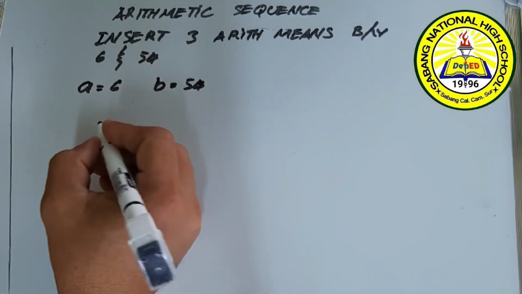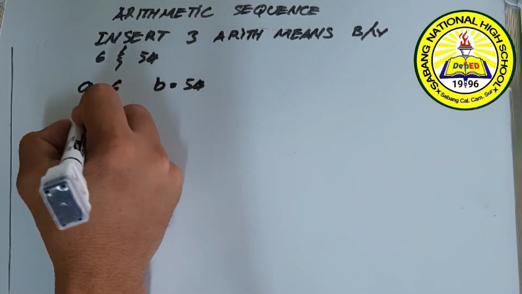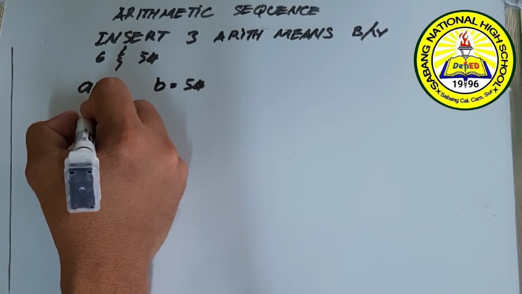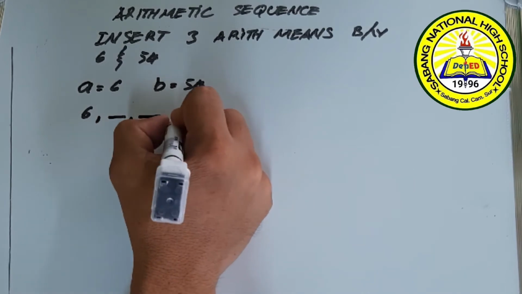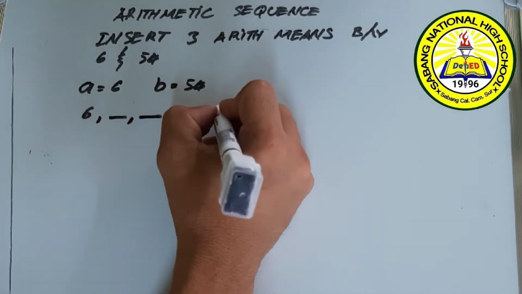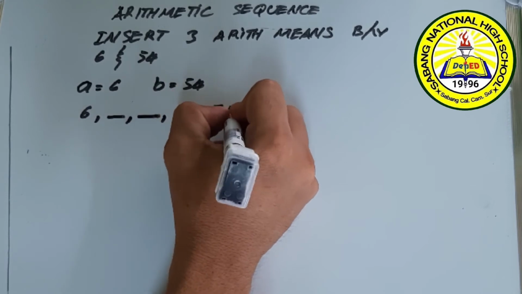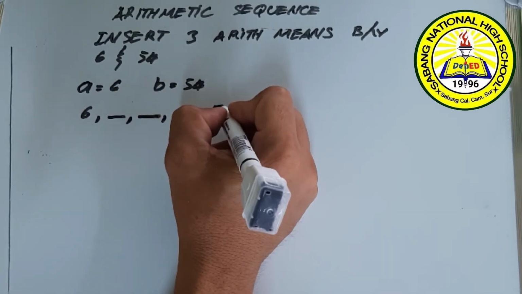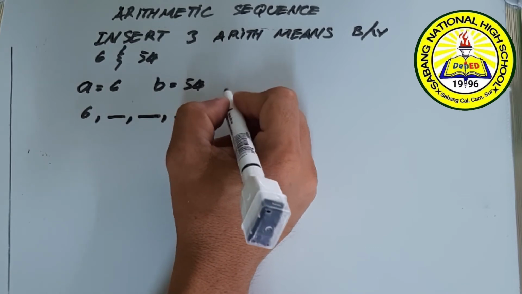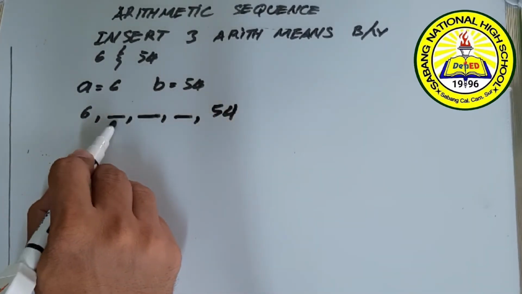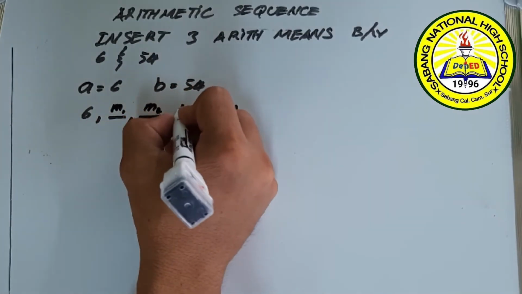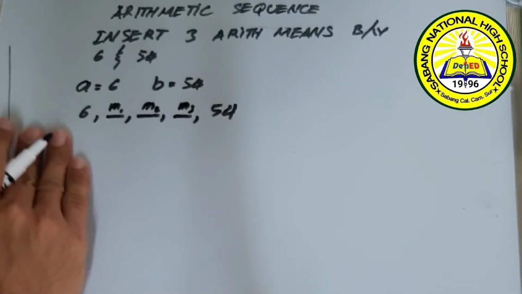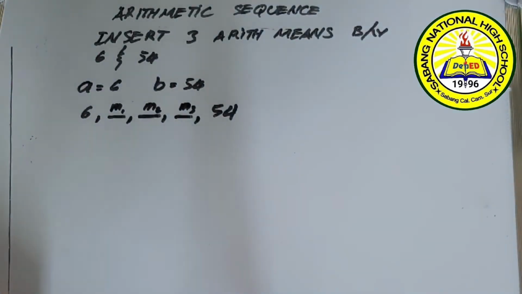So, if we are going to write the arithmetic sequence, we have the first term, A, which is 6, followed by the second term, the third term, and the last term is B, 54. So why is 54 on the fifth term? Because between 6 and 54, we are going to insert three arithmetic means. So this is m sub 1, m sub 2, and m sub 3. So we are going to find the values of m sub 1, m sub 2, and m sub 3.